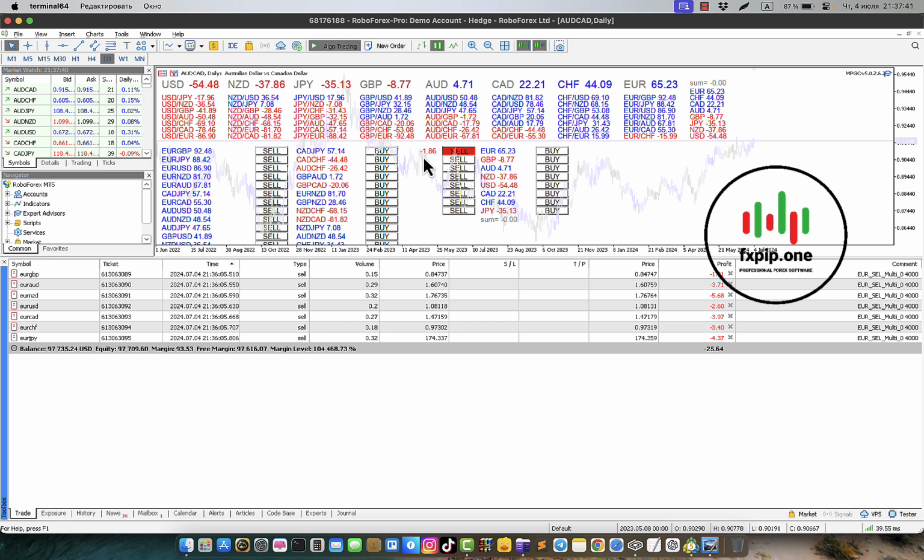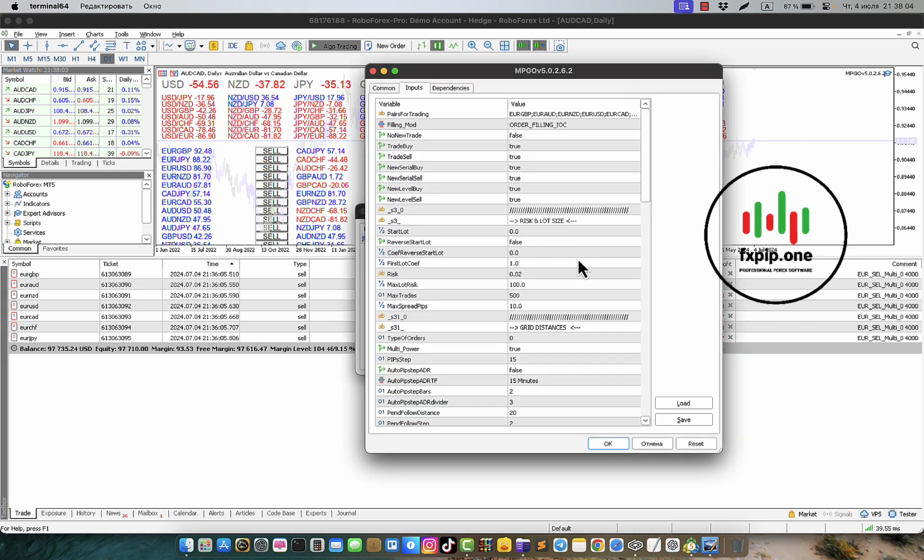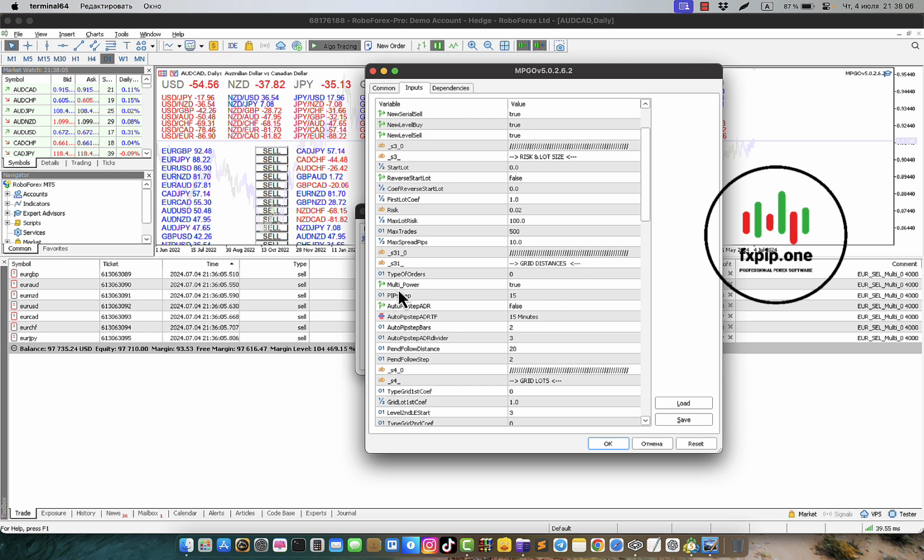And the next level of the grid, I call it now the multi-level, multi-grid level, for all your 7 pairs will be opened once this minus pips reaches the pip step, when it is equal to minus 15 as you set it up here. So, new parameters, take a look at this. We have multi-power, that means this multi-level, multi-grid level.